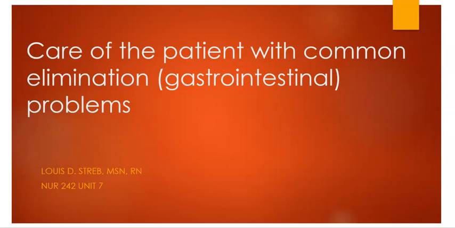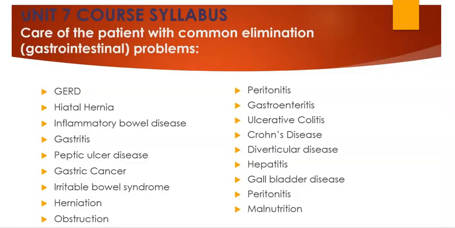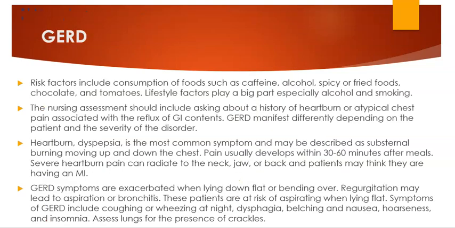We are talking about care of the patient with common elimination gastrointestinal problems. If you look in your syllabus, it covers these topics. We have GERD, the hiatal hernia, IBD, gastritis, peptic ulcer, gastric cancer, IBS, herniation, obstructions, peritonitis. You kind of get the gist here. We go down the list. These are all the things your syllabus says you need to know in order to be successful on this exam. So we will cover each one of these on the slides as we progress.